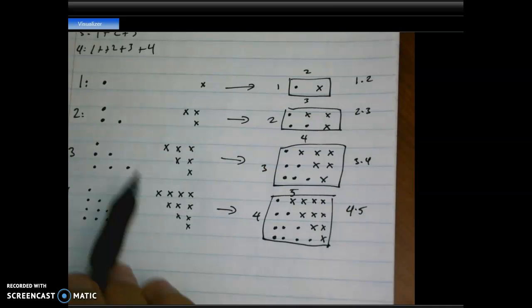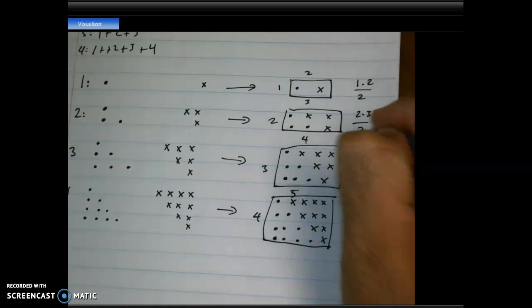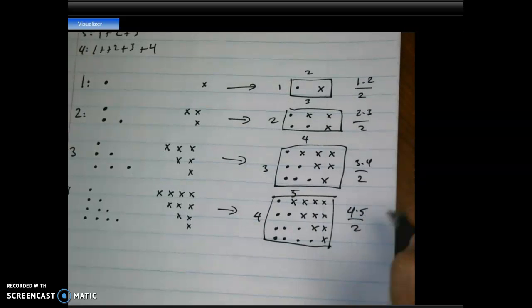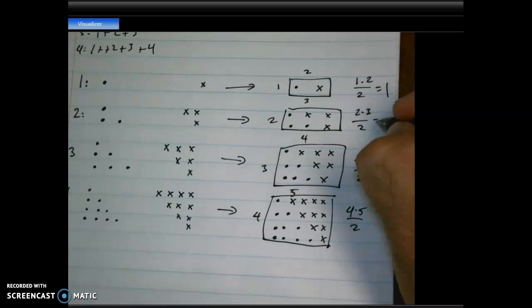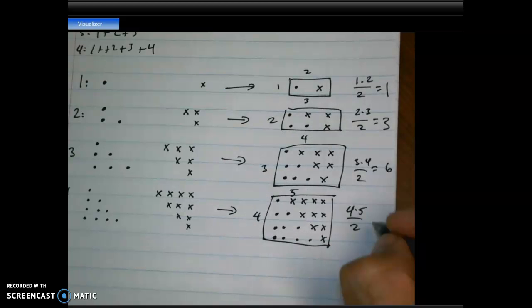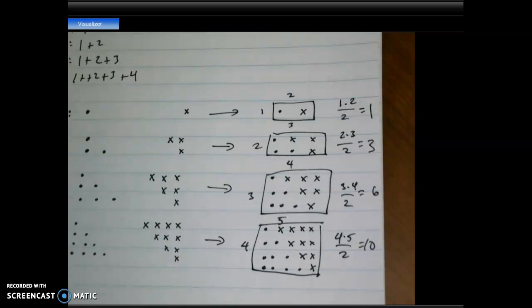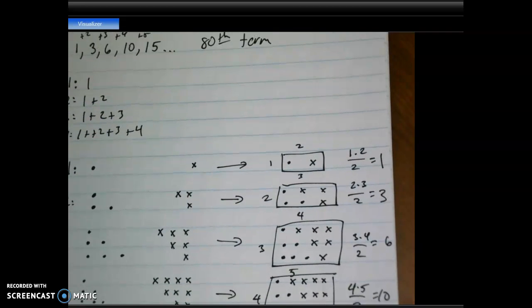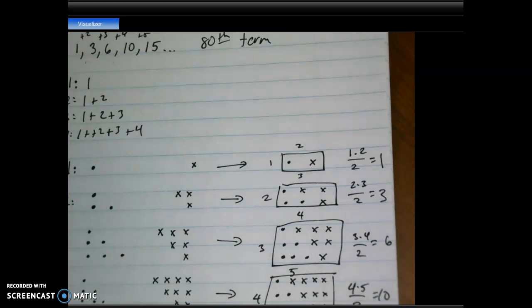But if I just want to find one of those, I got to cut it in half. So I'm going to cut each one of these in half, and let's see what happens. 1 times 2 divided by 2 is 1. 2 times 3 divided by 2 is 3. 3 times 4 divided by 2 is 6. 4 times 5 divided by 2 is 10. If you'll notice, these are the first 4 terms here. 1, 3, 6, 10. Let's continue the pattern.